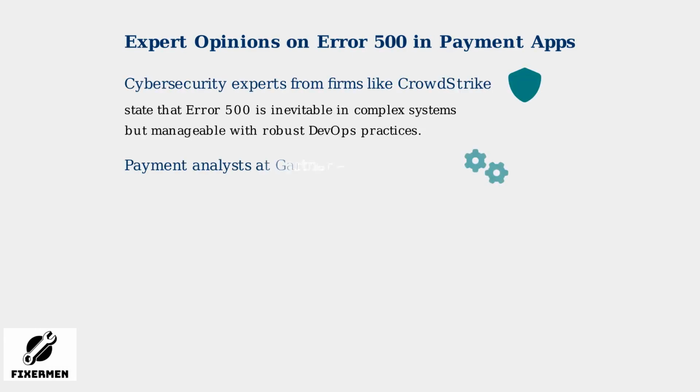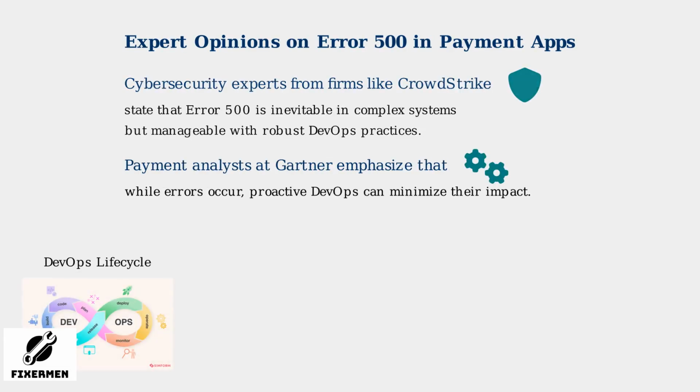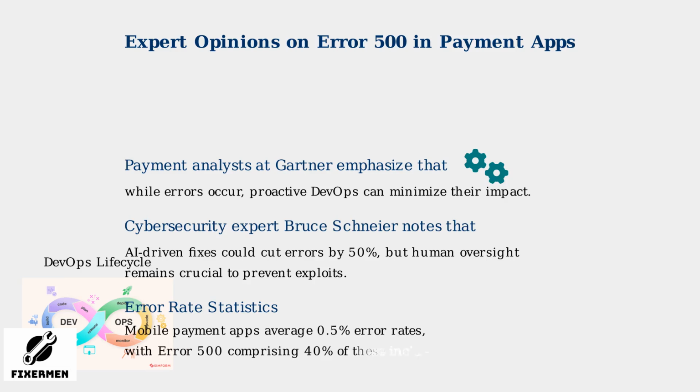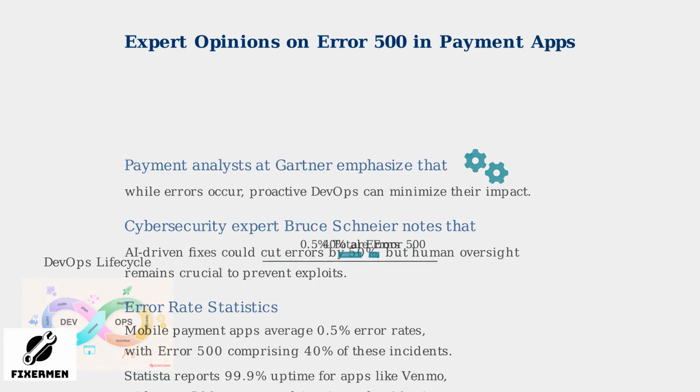Expert opinions on Error 500 in payment apps highlight its inevitability but emphasize manageability through robust practices. Cybersecurity firms like CrowdStrike view these errors as unavoidable in complex systems, yet controllable with strong DevOps. Payment analysts at Gartner agree that proactive DevOps minimizes impact. Bruce Schneier notes AI could reduce errors by 50%, though human oversight is essential.